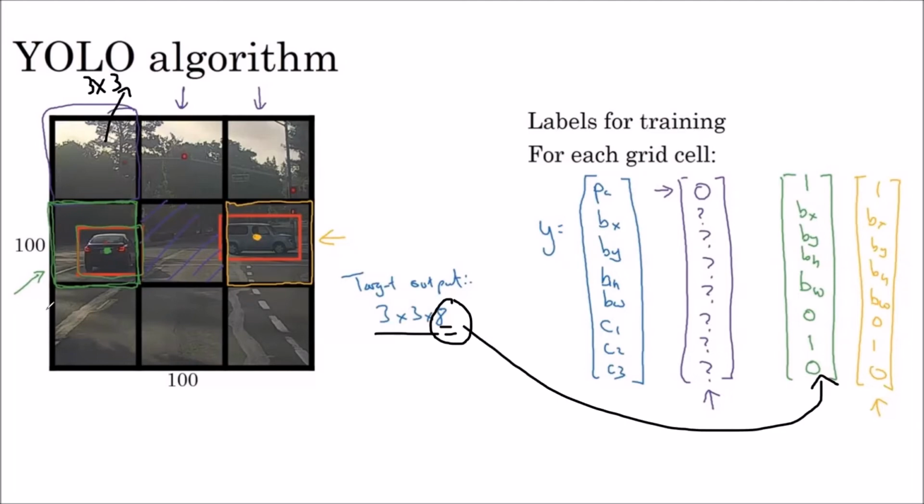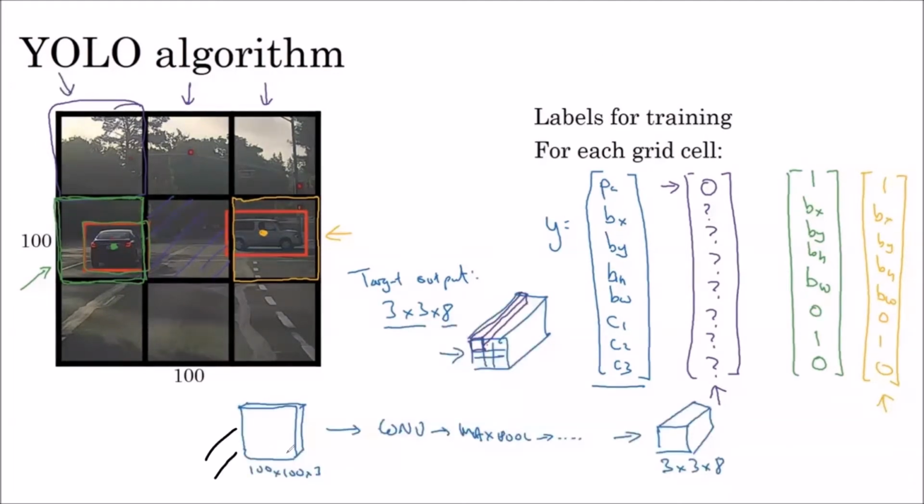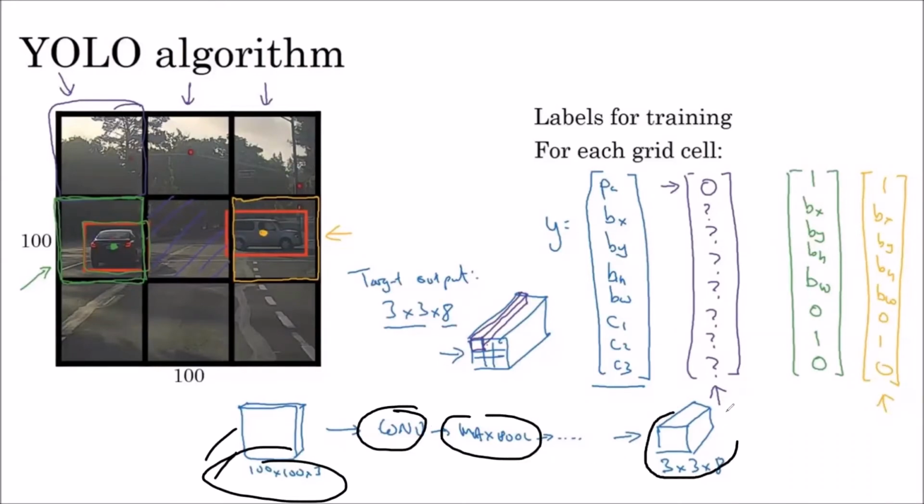So this is the input image 100 by 100, and we are expecting the output 3 by 3 by 8 because we have considered a 3 by 3 grid. The image with the 3 channels we have given to the convolutional neural network. After max pooling and all layers, in the final output we are expecting the size should be 3 by 3 by 8. If we are taking a 19 by 19 grid, then it will be 19 by 19 by 8.